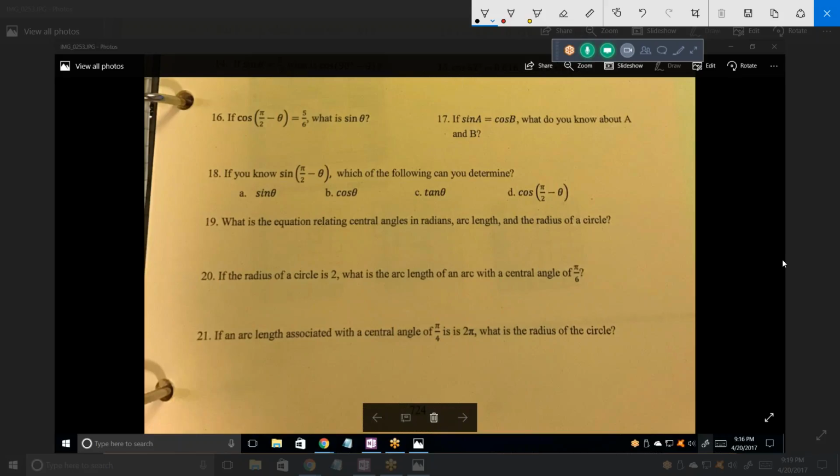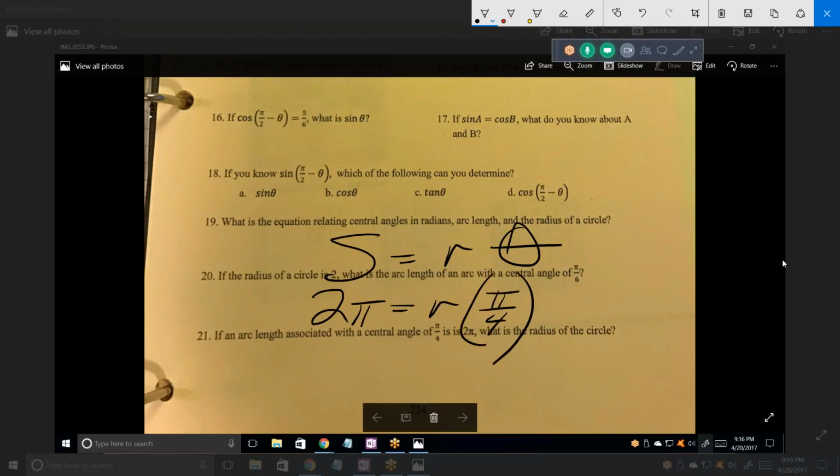All right. This one, number 21, is based on the same formula. It's just that they give you the arc length, pi, and they want you to solve for r. And the central angle is pi over 4. Right. So solve that for r. What's r going to be? So you do pi over 4 times 1 over 2 pi. Not quite. Right? Or no?